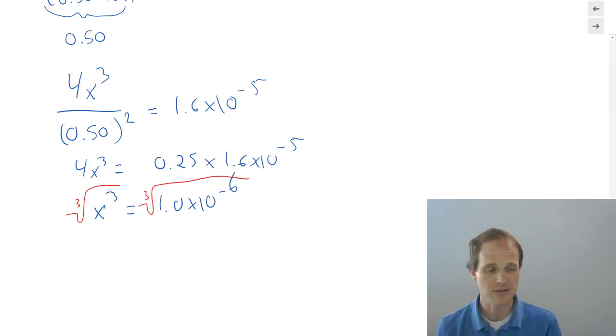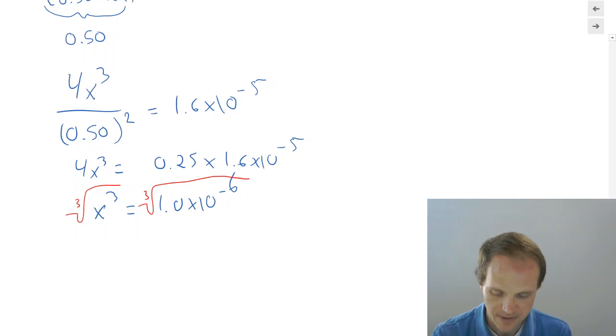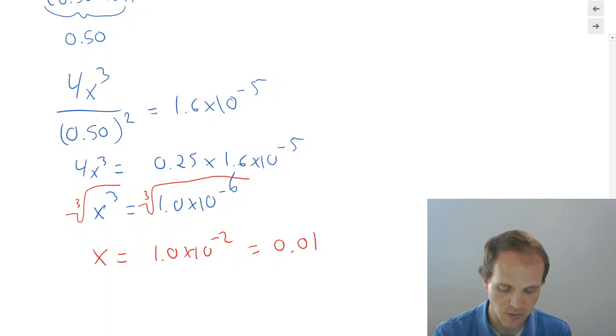And your calculator knows how to do the cube root. If you don't know how to do that on your calculator, you can probably look it up. If you're still having difficulty with it, absolutely come and talk to me, and we can figure out how to do that on your calculator together. So the cube root of that is going to be 1.0 times 10 to the minus 2, or 0.01.